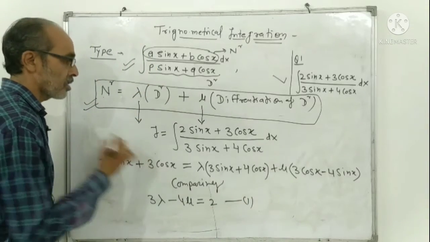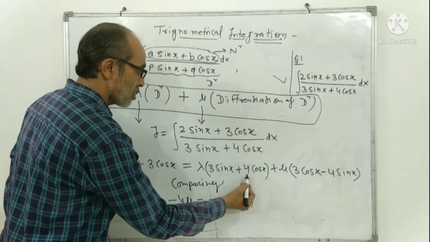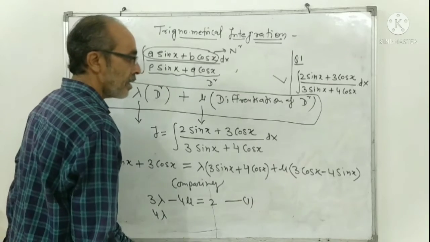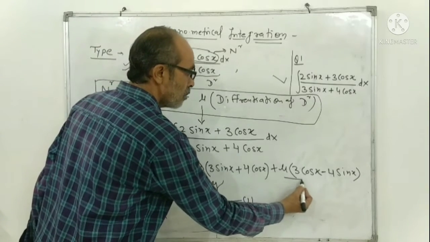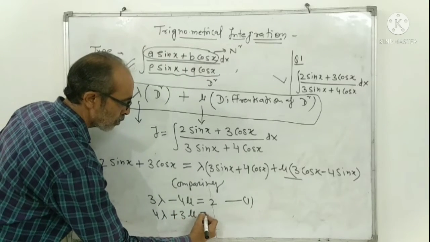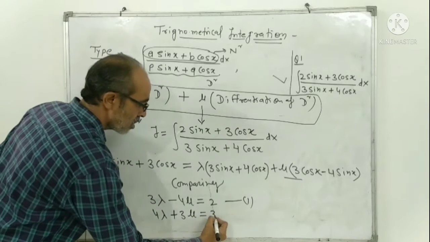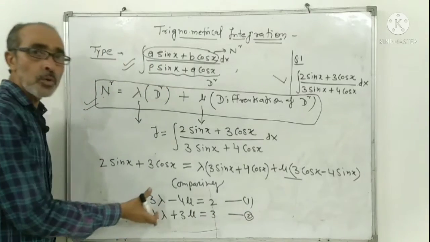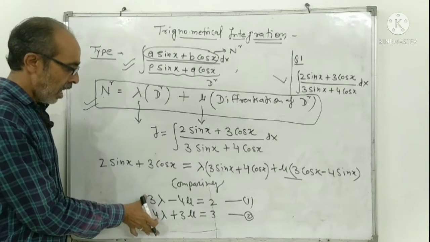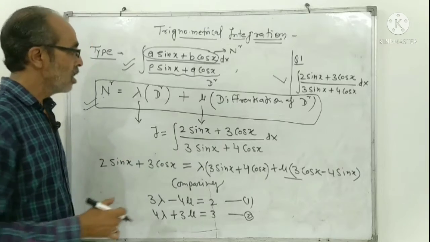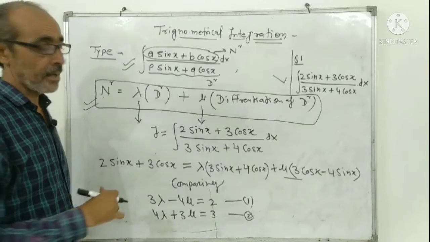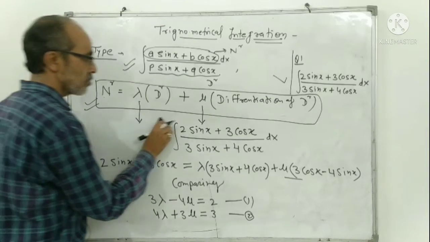And the coefficient of cos x: here the coefficient of cos x is 4 lambda, and in this term it is 3 mu, so 4 lambda plus 3 mu is equal to 3. We have two linear equations, and we first solve both linear equations, get the values of lambda and mu, put them in this step and solve the integral.